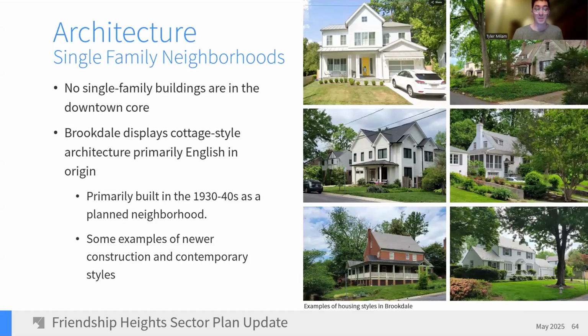Looking at single-family neighborhoods, there are no single-family buildings in the downtown. They're all located within the Brookdale neighborhood. Developed as a planned community in the 1930s through 50s, the homes share similar appearances. Homes feature English cottage and Cotswolds appearance, shown in the three images on the right. And over the last few decades, some homes have been replaced by newer construction that use more contemporary styles, which are shown in the images on the left.